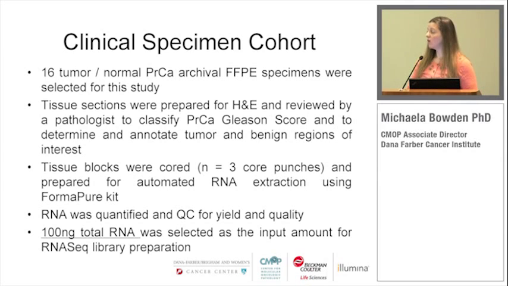So for each sample, we took 3 core punches and then used the automated FormaPure method to extract all of this in one go. So we quantify our RNA and then QC for yield and quality.